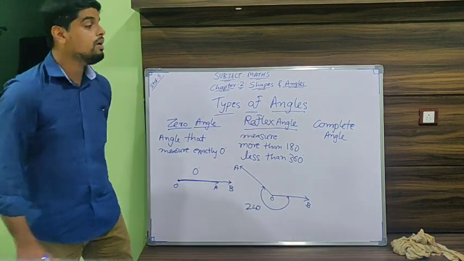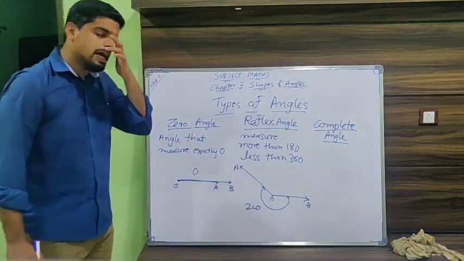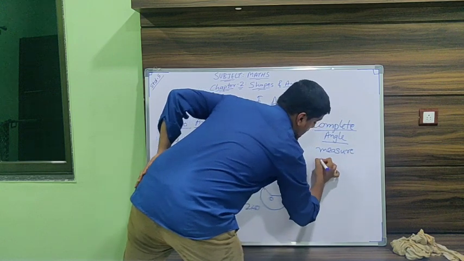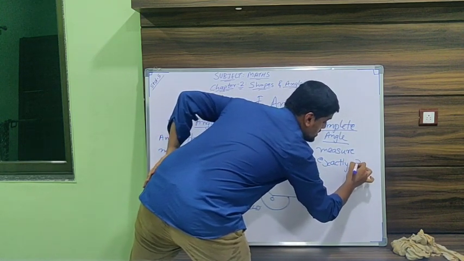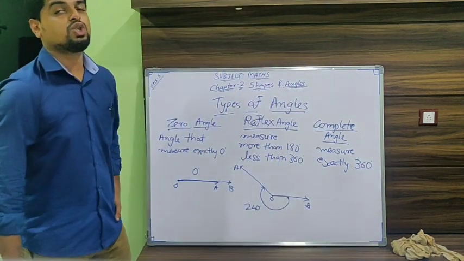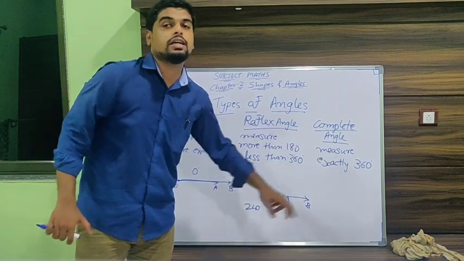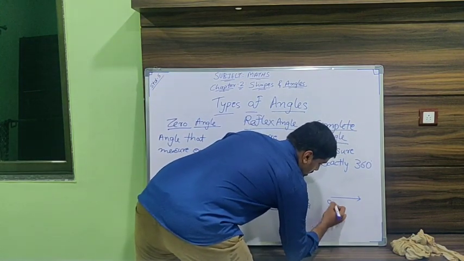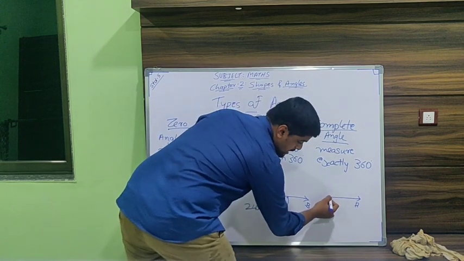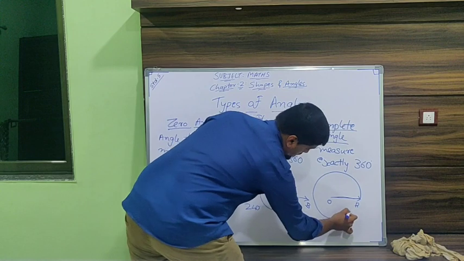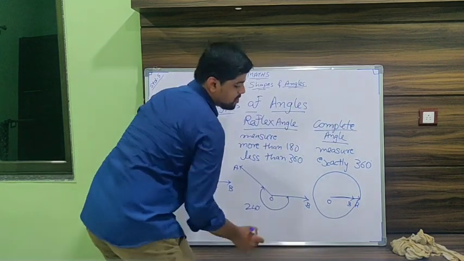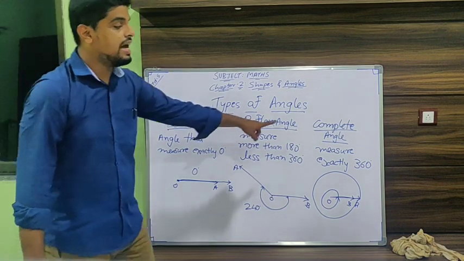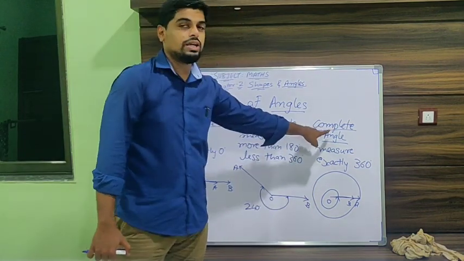And finally, we have the complete angle. So, if the angle measures exactly 360 degrees, if the angle has a measurement of exactly how many degrees? 360 degrees. Such an angle is known as a complete angle. That means if OA is here and another ray turns around and comes back here, that is OB. So the distance from OA to OB is how many degrees? 360 degrees. So if the angle measures exactly 360, such an angle is known as a complete angle.